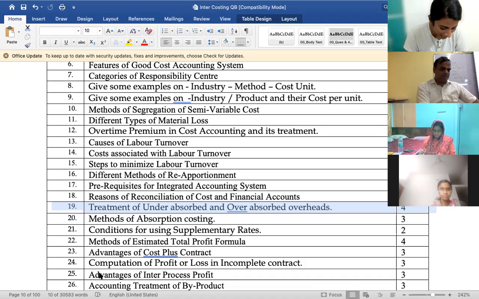Absorbed overhead is greater than actual overhead. Credit balance in overhead control account. Over absorption represents savings in overhead expenditure. Accounting treatment, any one of the following. Write-off: small amounts may be credited to costing P&L account.